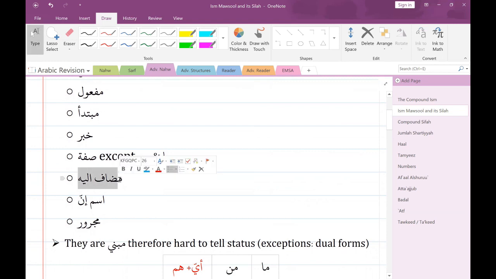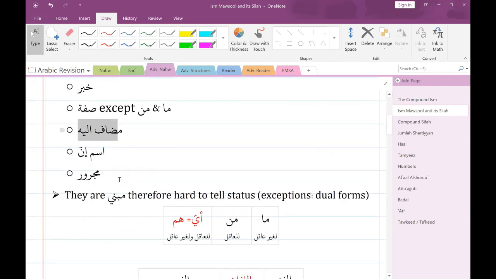We said it cannot be a mudaf, but it can be a mudaf ilayh to something else, and we're going to see how. It can also be the ism of inna. So you can have inna, and then the ism mawsool and its sila, all of it together, can be the ism of inna, the victim of inna.